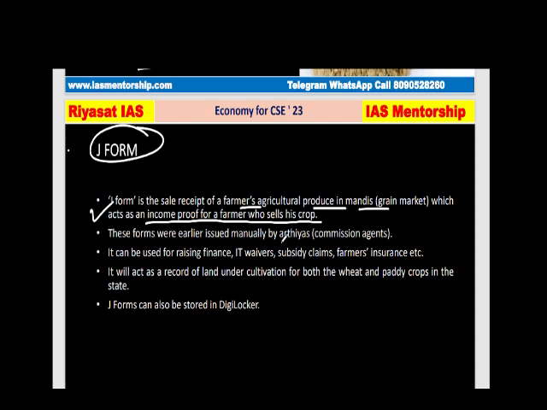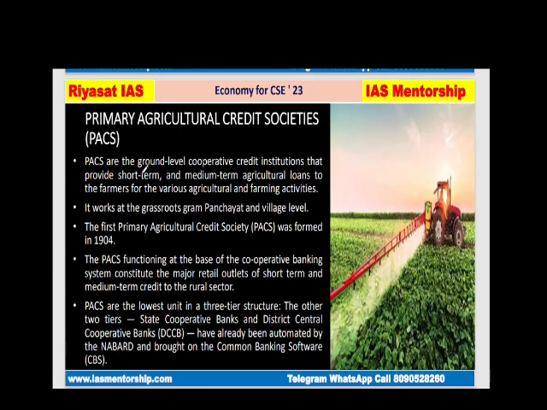Okay. Earlier these forms were issued by Arhtiyas, the commission agents. And why has this form come into the picture? Because it can help in raising finance, IT waivers, subsidy claims, farmers insurance. By showing this J form, the exact income, farmers can claim many of the benefits provided by the government. Clear? And it will also act as a land record, for both your wheat and paddy crops. And it can also be stored in DigiLocker. Now I hope that you all know what is DigiLocker. Clear? I don't need to explain to you all. Let us move ahead and see what is next.